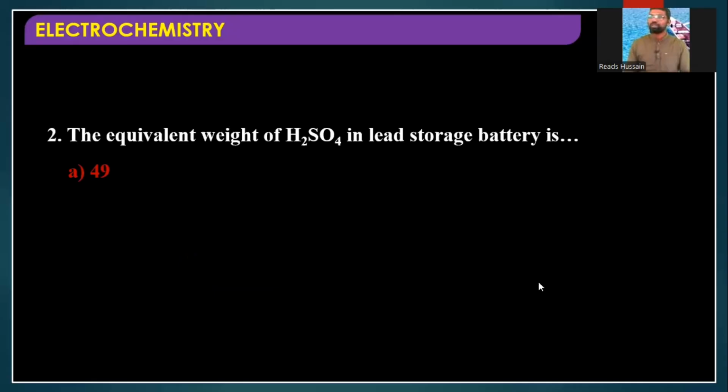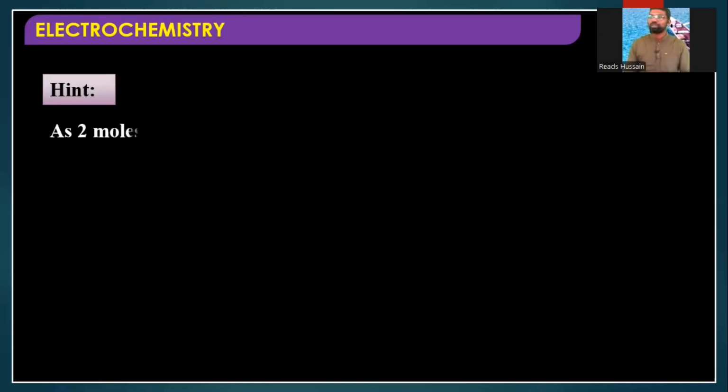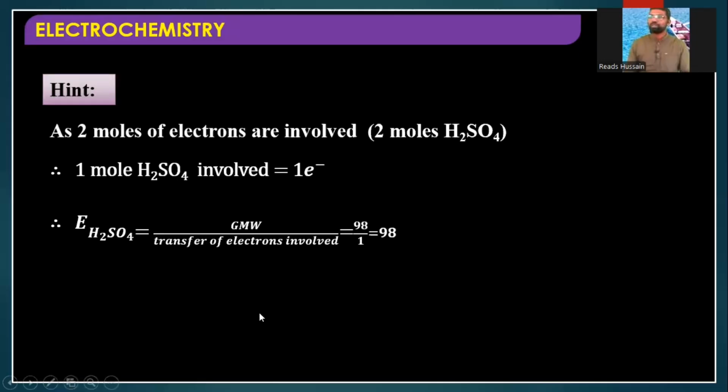The equivalent weight of sulfuric acid in a lead storage battery. This is an important point, because generally the equivalent weight of sulfuric acid is 49, usually in all cases, but here it is 98. So why, we'll see. For equivalent weight, the formula is gram molecular weight divided by the number of electrons involved, or valency we can say. So the molecular weight of sulfuric acid is 98.